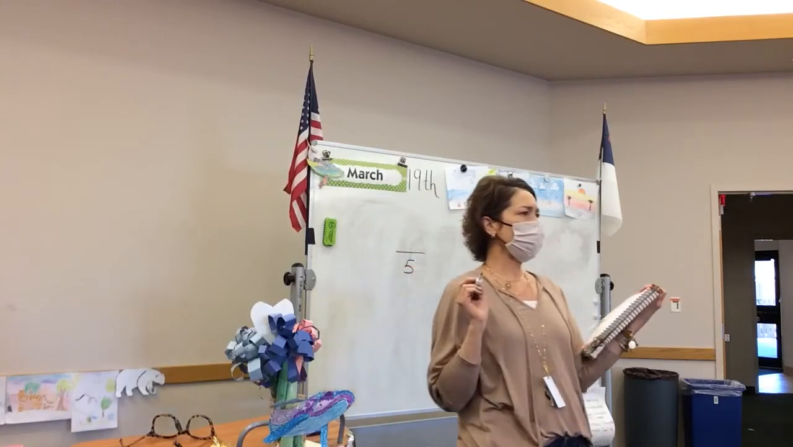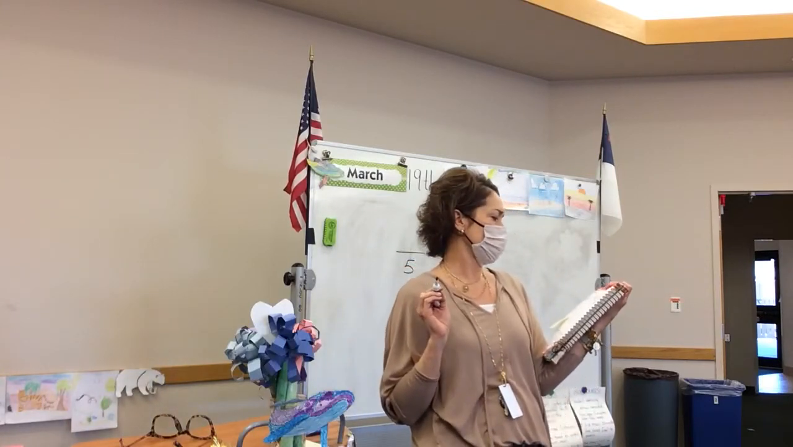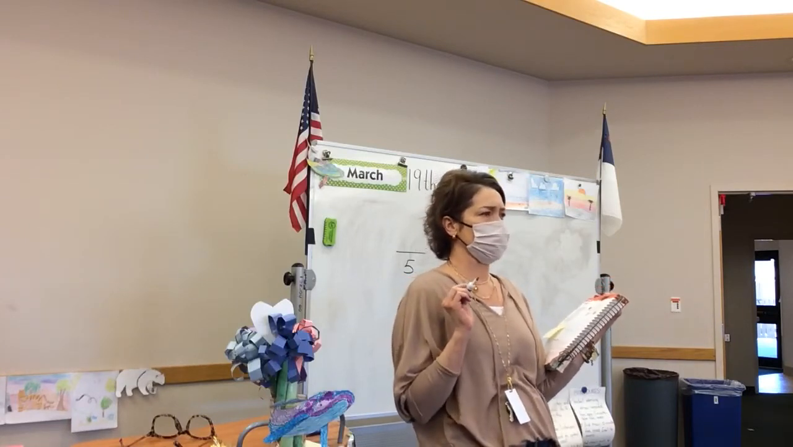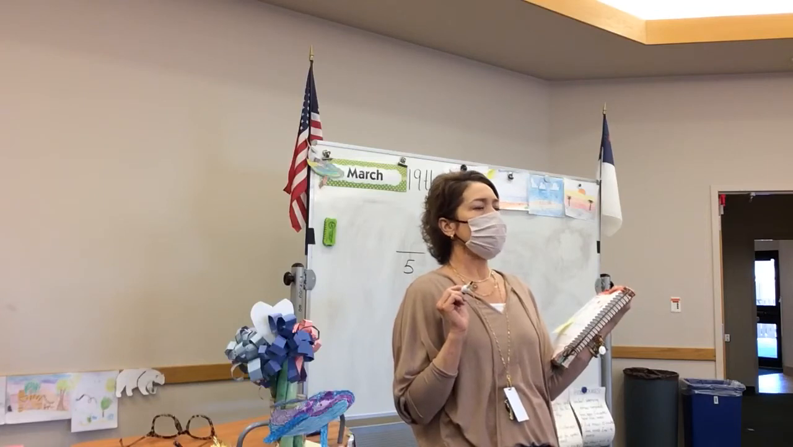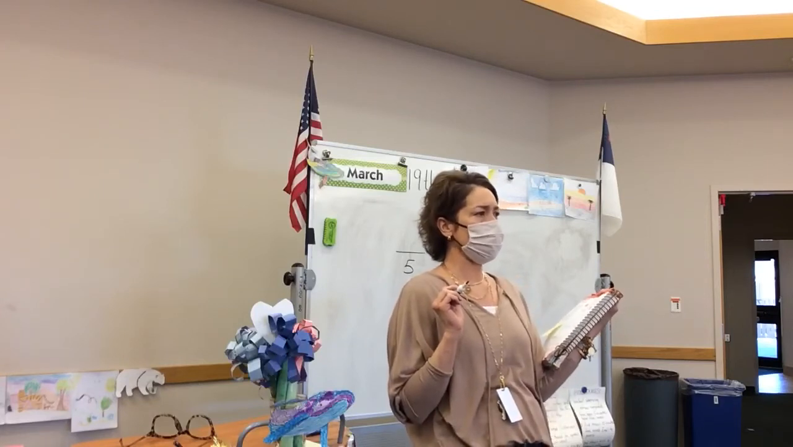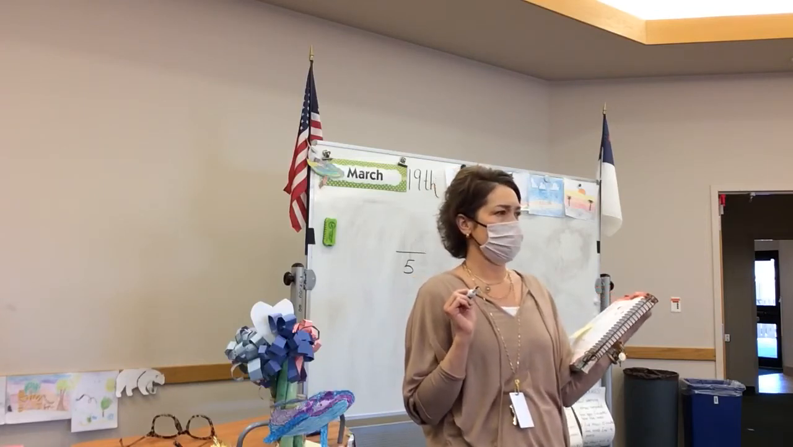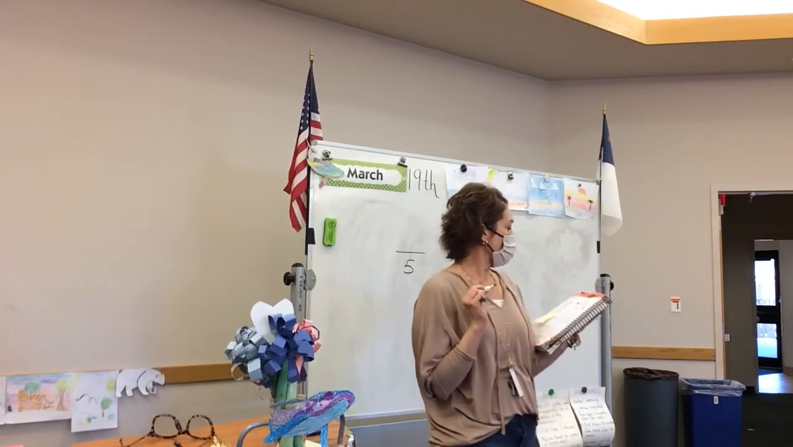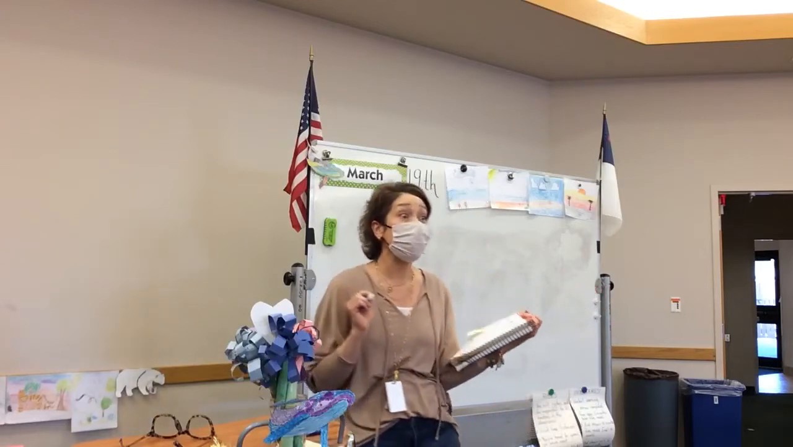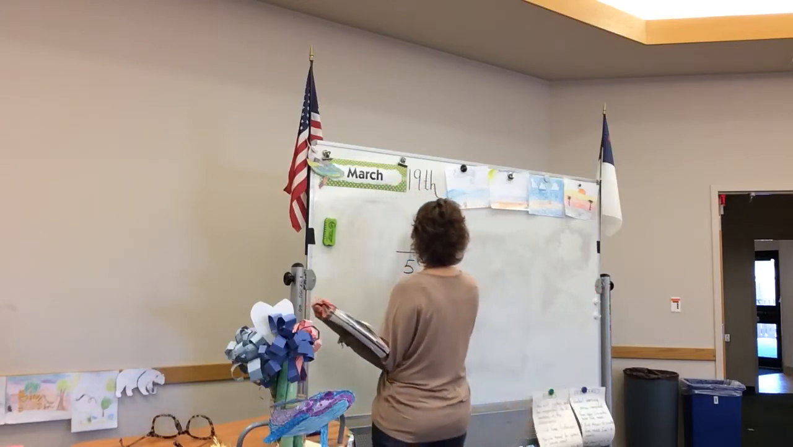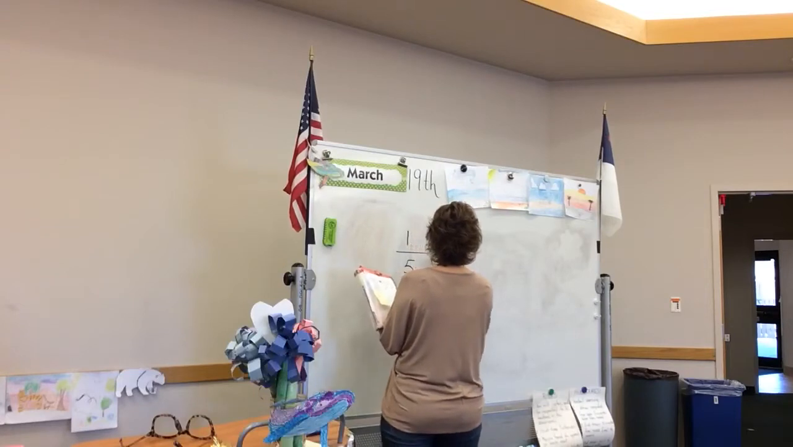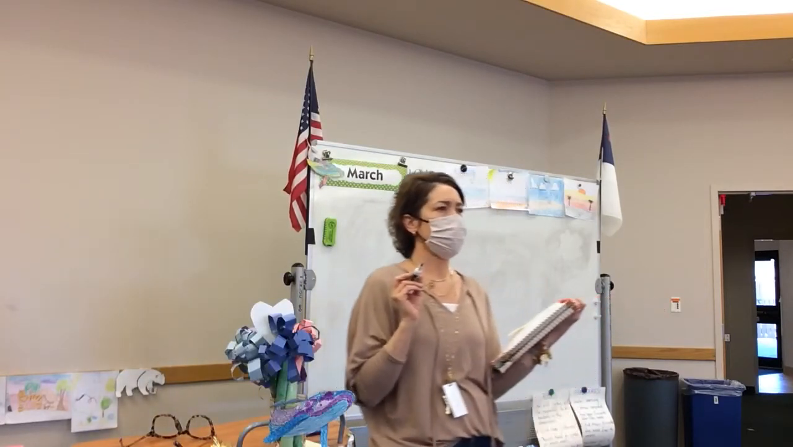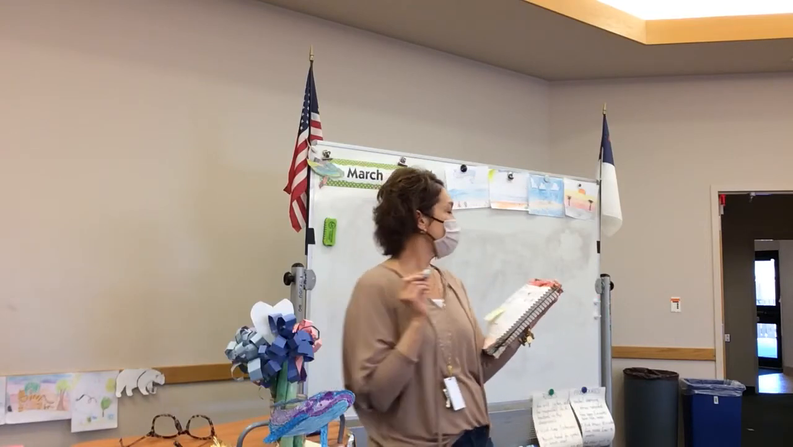We have an orange color and we have a red color. What would the fraction be for the orange? The orange fraction would be what? What would the numerator be? Emmy? 1. Yes. 1/5. What would the red be? Owen? 2/5.